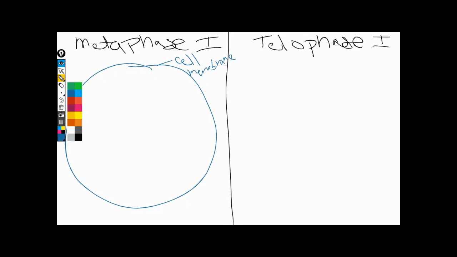Okay, so the homologous pairs, let's make an imaginary line here, are what are going to line up against this imaginary line. Okay, now, the way they line up against this imaginary line is random, right? There's not a mom side and a dad side. This is the other way that we're getting diversity, right? So ideally you've drawn this already, right? Remember we're supposed to come completed.